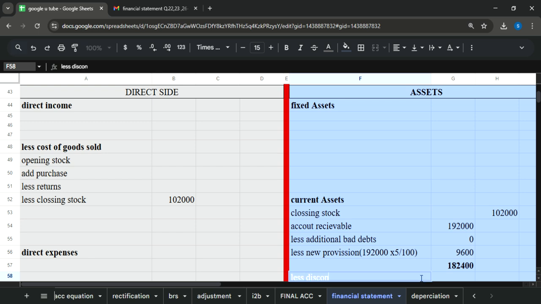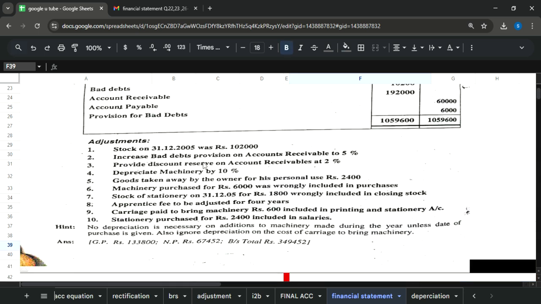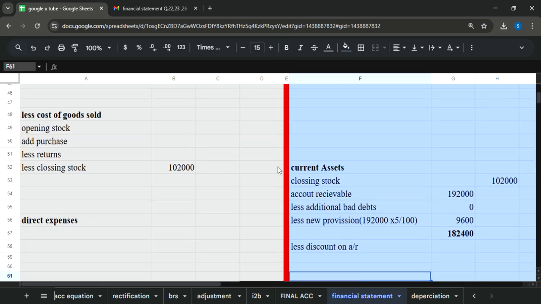Discount on account receivable. Once again I am letting you know what is said. Provide discount on account receivable. Now the actual amount of account receivable was 192,000, but please note it down. You will have to see if additional bad debts are present. You will have to see if new reserve is present. Then you will subtract both of these, additional and new provision, from the original amount of debtors. You will get the final or net amount of debtors.